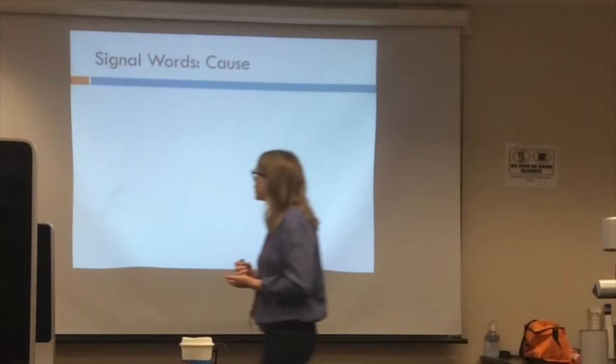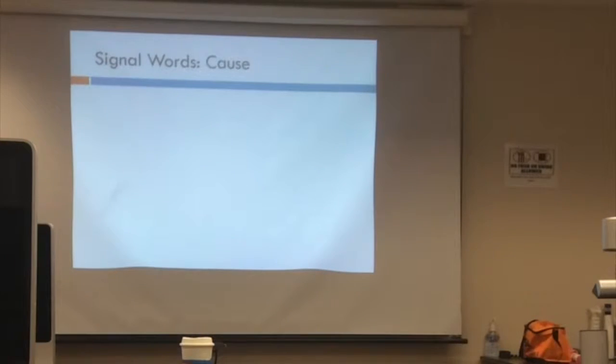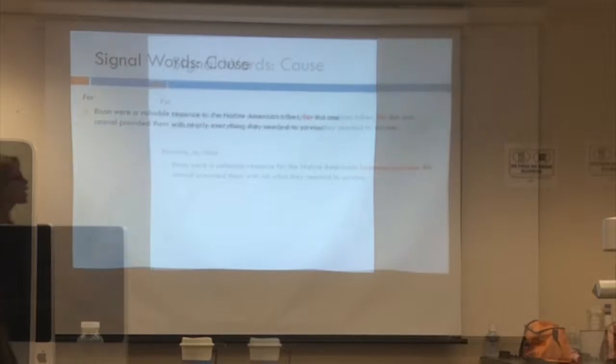Signal words for cause. So who can tell me again, what is the cause? Reason. A reason, right? A reason why something happens. So we have different words that we can use in our essays to show that there is a cause. For example, we have for, but for is not a preposition in that sense. It's more used for the word because. So let me show you an example.